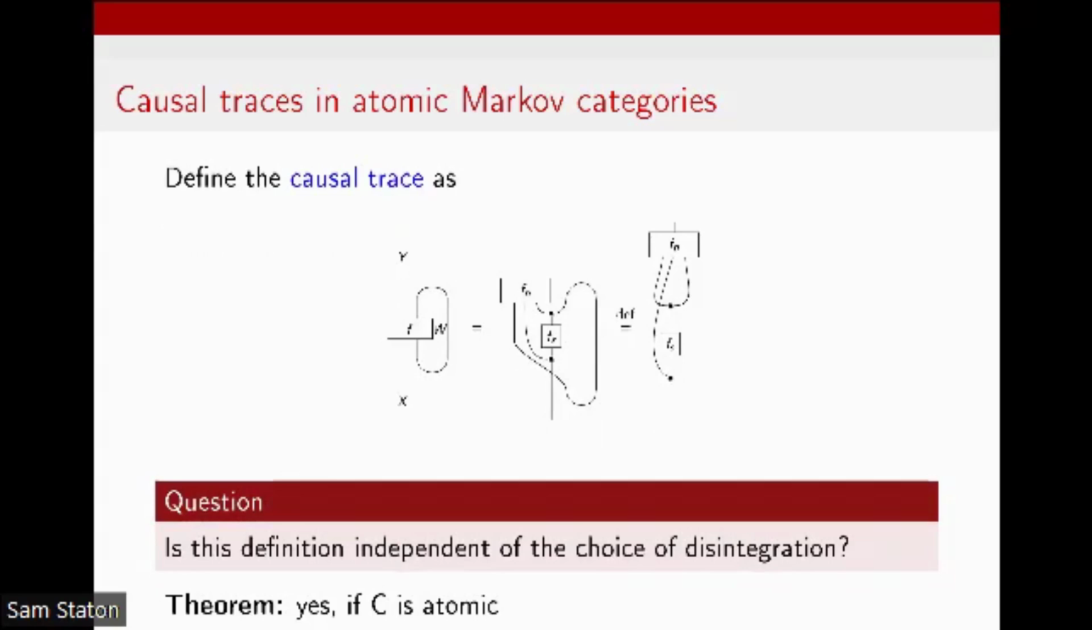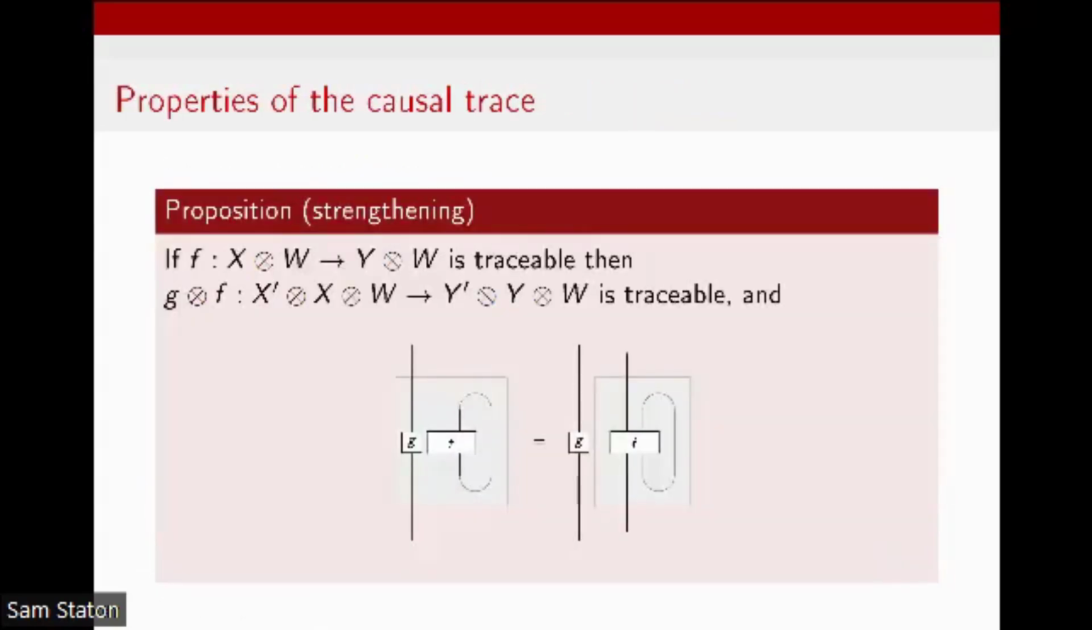Okay, so what do we do with this? So this causal trace better satisfy some properties which resemble the traced monoidal category axioms. And in fact, they do. I will show you one example, an analogue of strengthening, just to see how these propositions compare to the traced monoidal category axioms. So let's just look at the picture for a moment.